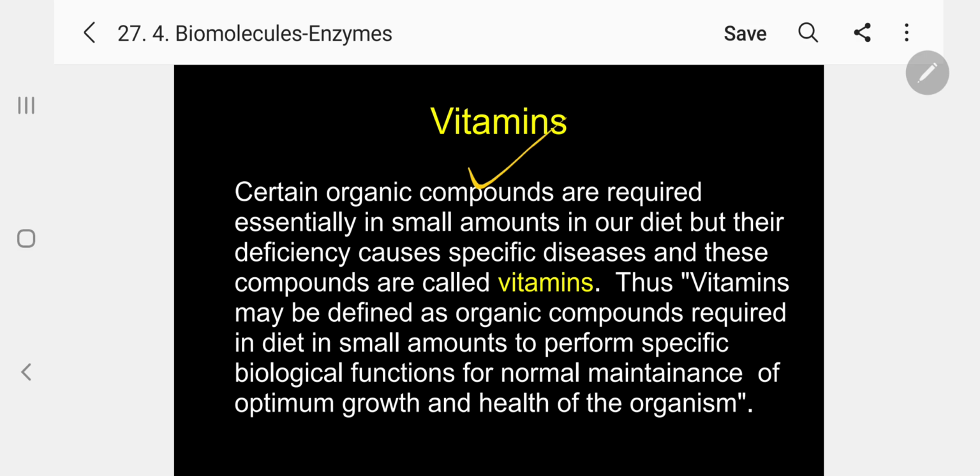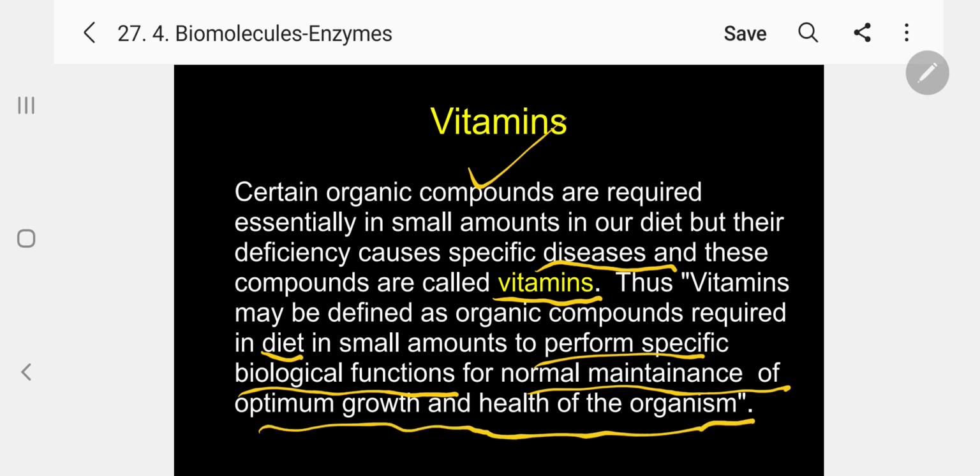Certain organic compounds are required essentially in small amounts in our diet, but their deficiency causes specific diseases, and these compounds are called vitamins. Thus, vitamins may be defined as organic compounds required in diet in small amounts to perform specific biological functions for normal maintenance of optimum growth and health of the organism. Please follow. So this is the most important function of vitamins.